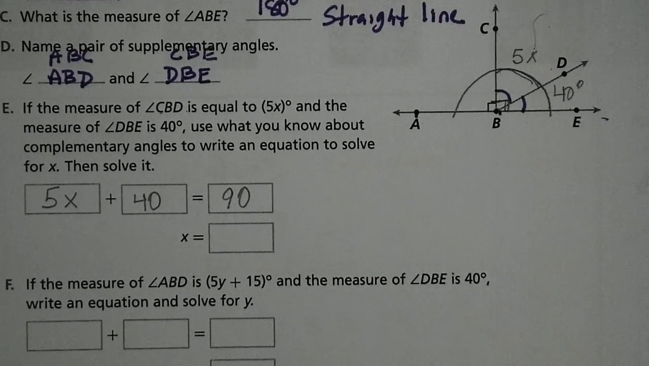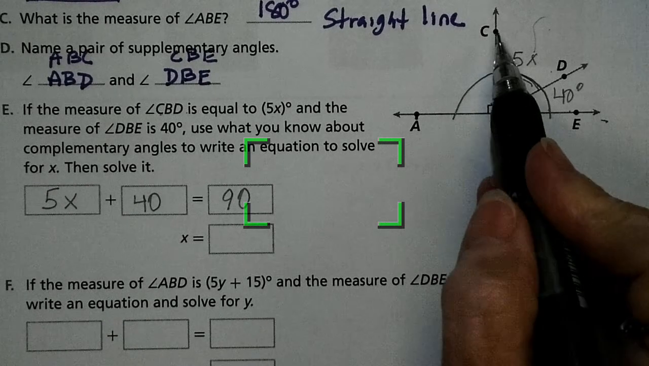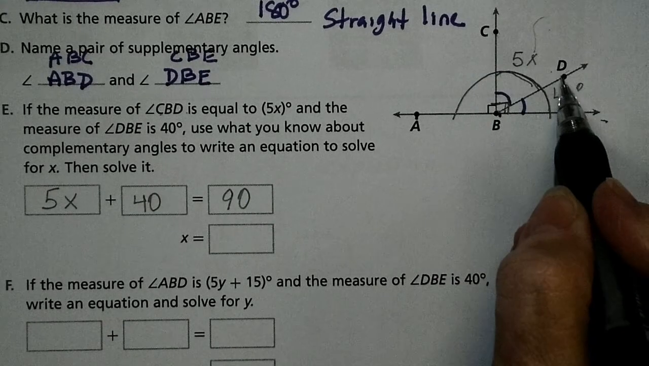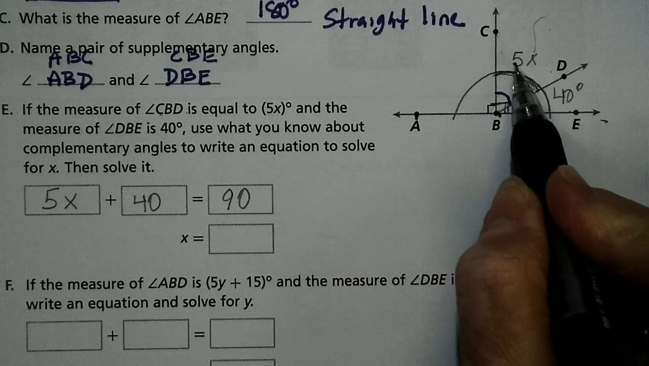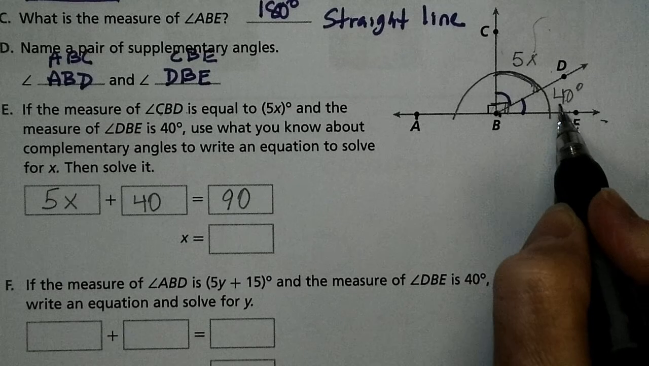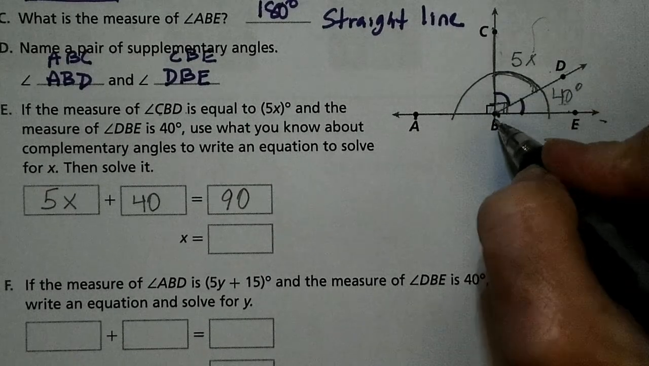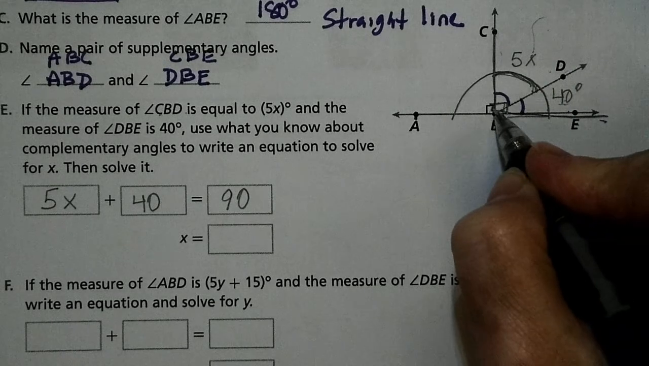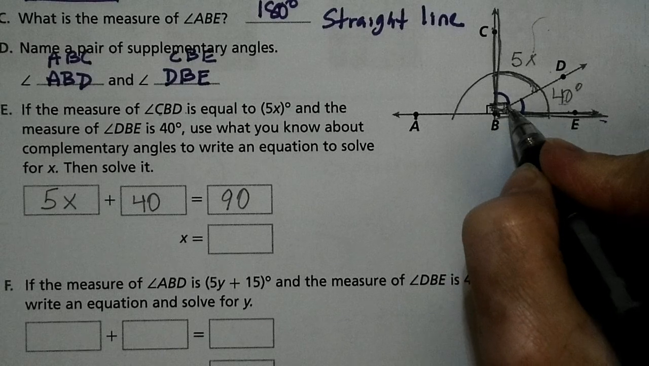Could you please solve it? I'm still confused. Okay? So if CBD, right, that's this big angle right here. This is 5x, and then this smaller angle is 40. I know that the entire angle, which is CBE, if I add them together, is 90 degrees.